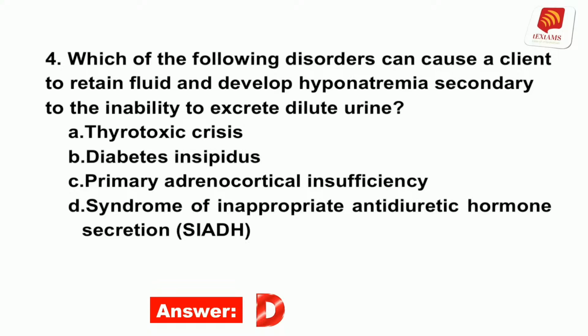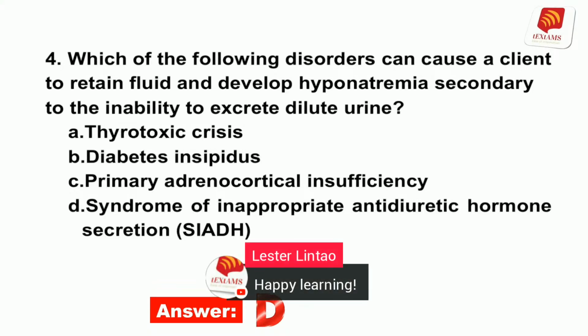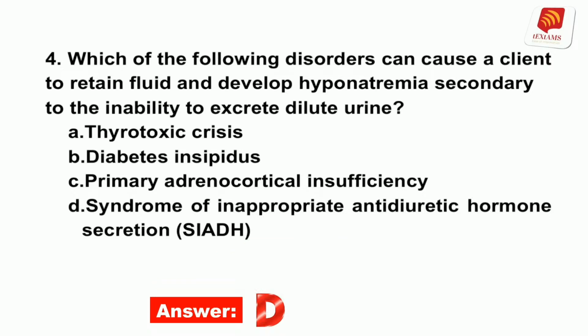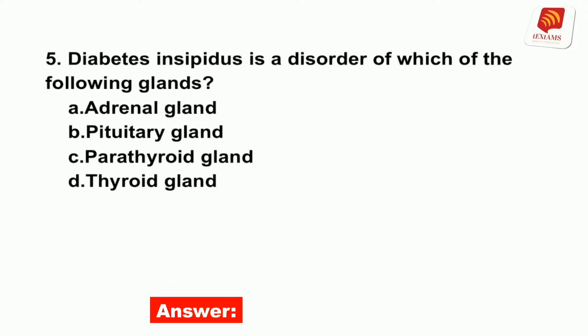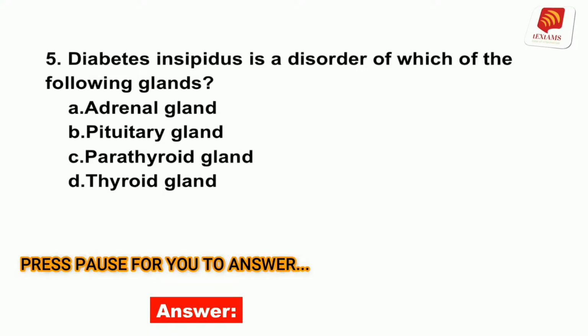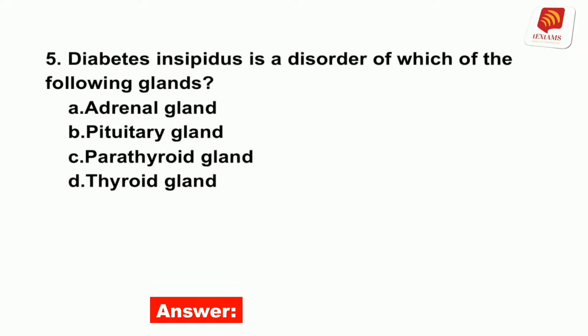Diabetes insipidus creates an ADH deficiency, causing adrenocortical insufficiency. Addison's disease is caused by deficiency of a cortical hormone. Thyrotoxic crisis occurs with severe hyperthyroidism. Number 5. Diabetes insipidus is a disorder of which of the following glands? A. Adrenal gland. B. Pituitary gland. C. Parathyroid gland. D. Thyroid gland. The answer is B. Diabetes insipidus is a disorder of the posterior pituitary gland.